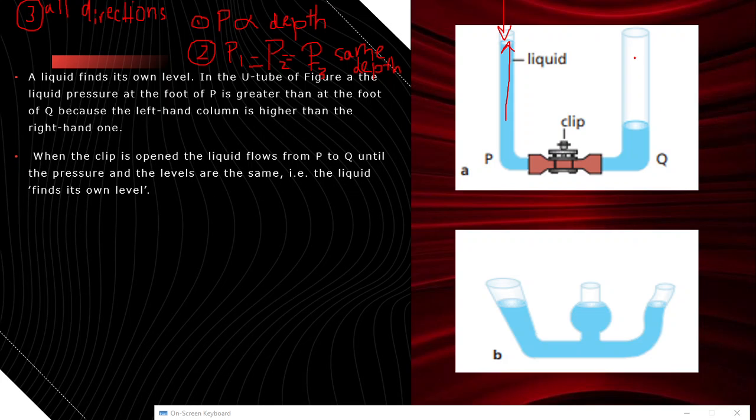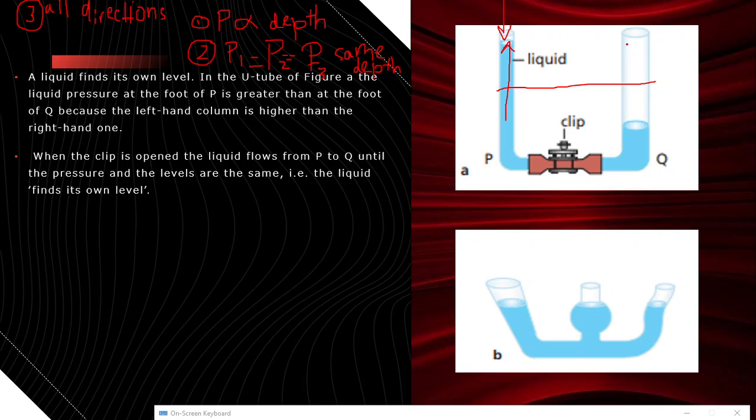When the clip is opened, the liquid flows from P to Q until the pressure and the level are the same. The liquid finds its own level. So initially, this clip is just locked, but when it's open and these two liquids are allowed to mix together, then the liquid finds its own level. It really does not matter what the area of the tube is or whatever. The liquid is going to find its own level, and both are going to settle at the same level, provided they are both at the same atmospheric pressure or whatever pressure they have.